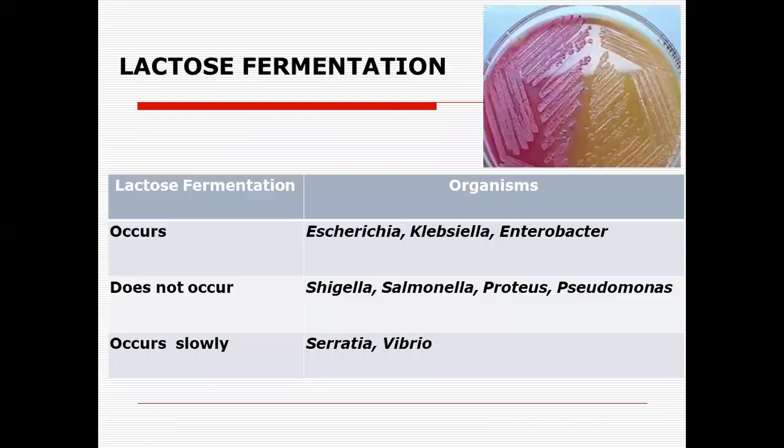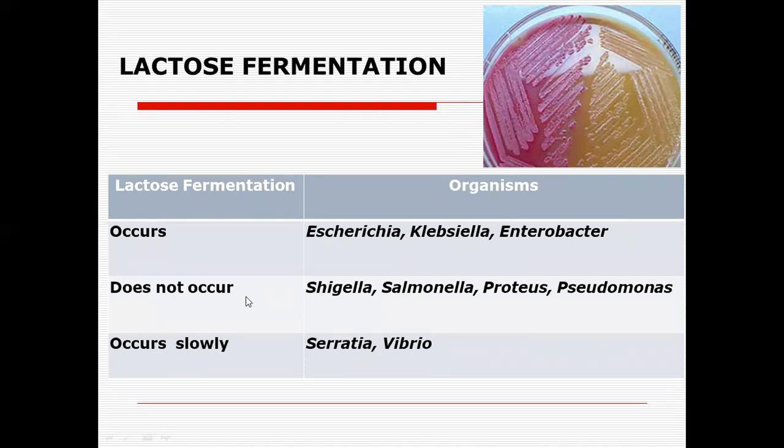Now, what are the lactose fermenters and non-fermenters? Lactose fermentation occurs in Escherichia, in Klebsiella, in Enterobacter. So the members of the genus Escherichia, Klebsiella, and Enterobacter are the lactose fermenters. They will give you colonies of these colors.